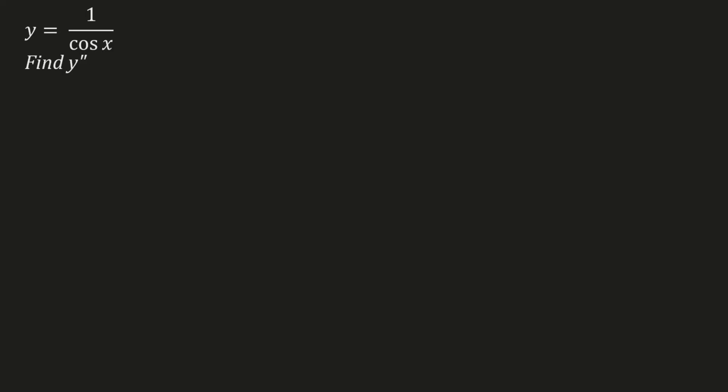This is from the Geometry Through Competitions book, so be sure to check it out. So we have that y equals 1 over cos x. We're asked to find what y double dash is.